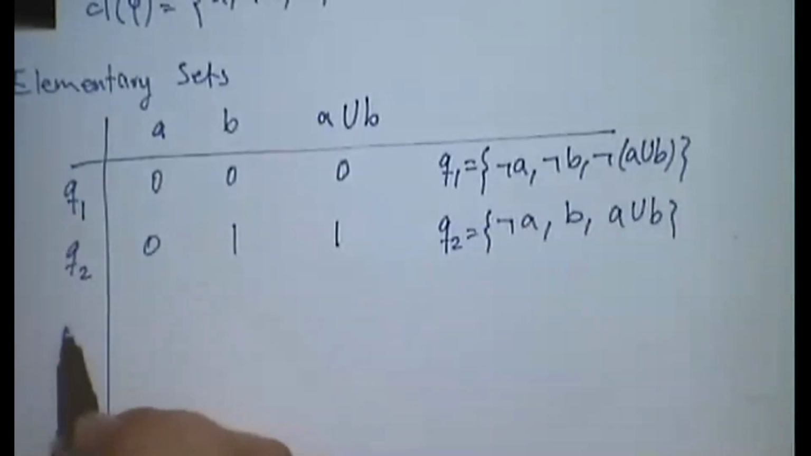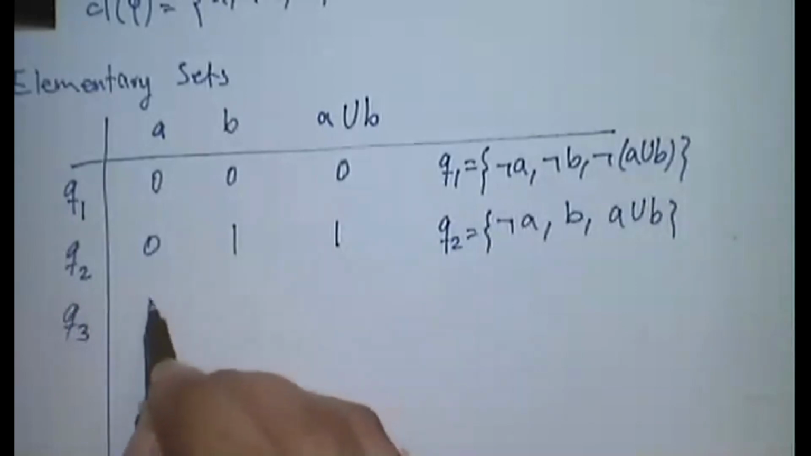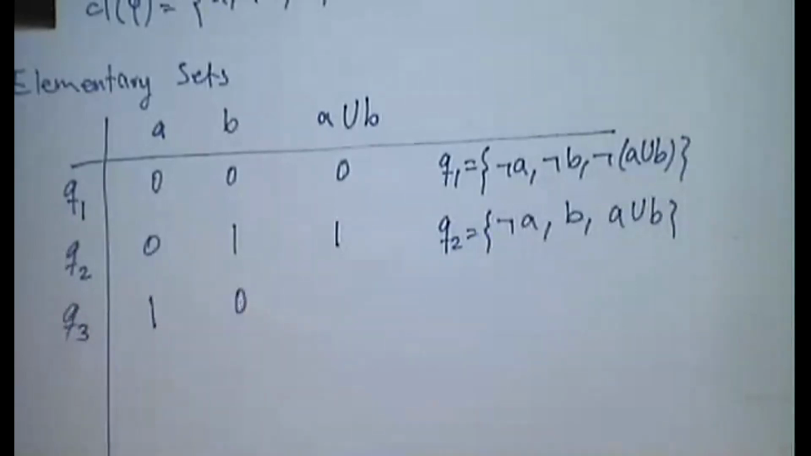Okay. Let's go for the next one. So let's say I have A, but I don't have B.